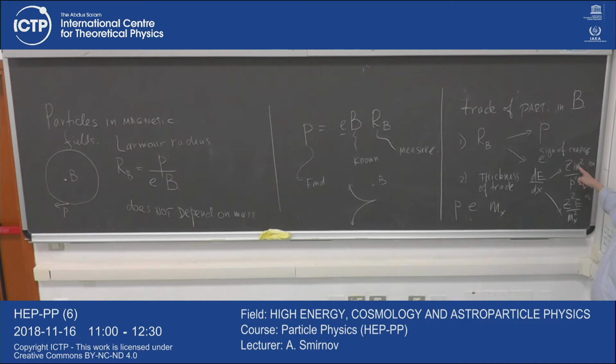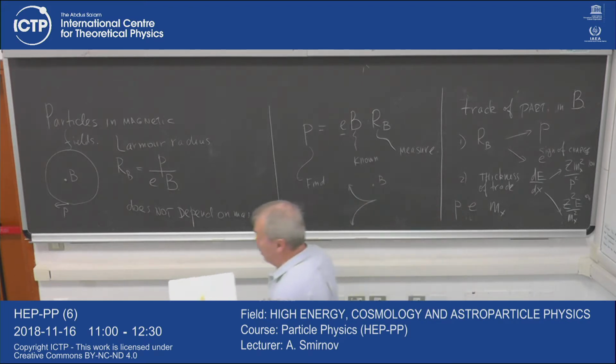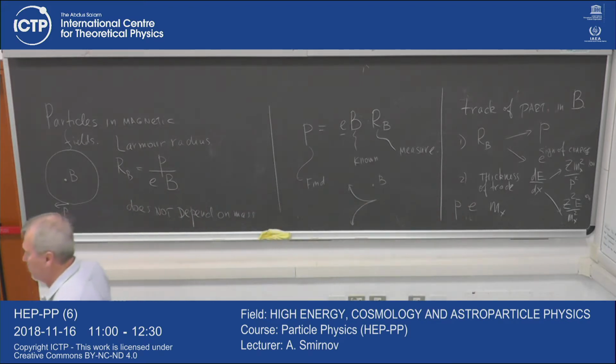Because using these formulas, and here we know what is Z of our material, we measure P, and then we can determine the mass of the particle. And this is already enough to identify if we have some new particle. Remember, mass essentially is a very nice label for a given particle.